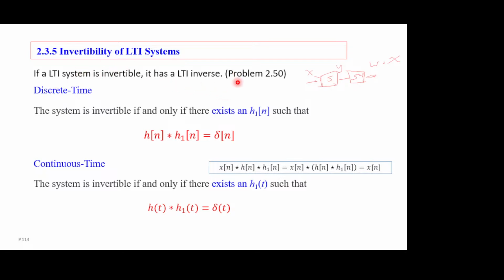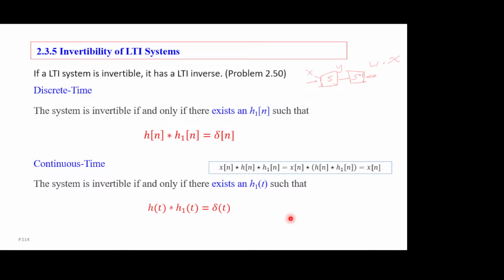Assuming this is true, then we can see that an LTI system is invertible if and only if there exists another LTI system described by h1, such that h convolved with h1 equals the delta function. We didn't quite say this, but it's easy to check, and we'll see it in more detail much later, that the unit impulse function is the impulse response of the identity system. What I mean is that if you convolve whatever input x of n with the delta function, you get back x of n. And the same holds for the continuous time case.